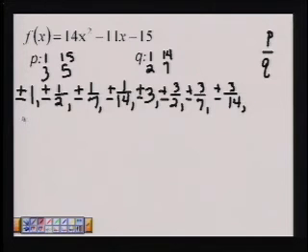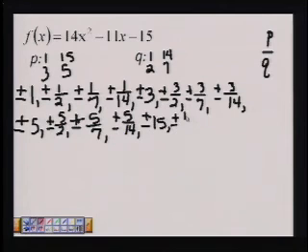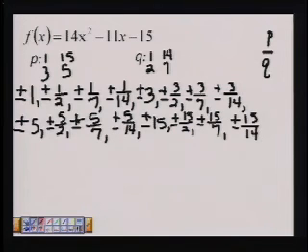Doing the same thing with 5, plus or minus 5 over 1, which is 5, plus or minus 5 over 2, plus or minus 5 over 7, and plus or minus 5 over 14, and finally the same thing with 15. Plus or minus 15 over 1, plus or minus 15 over 2, plus or minus 15 over 7, and plus or minus 15 over 14.